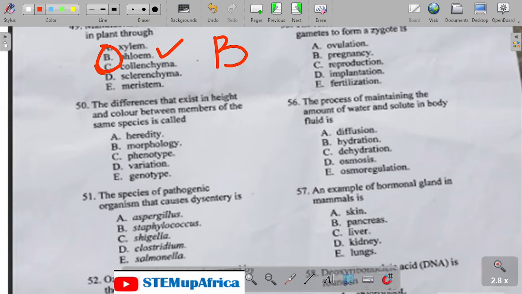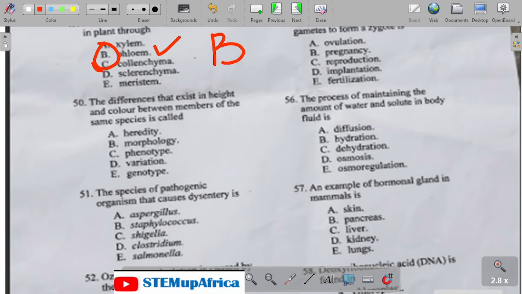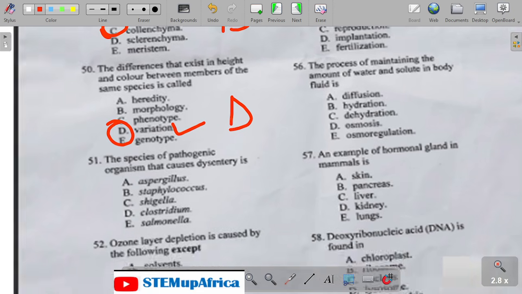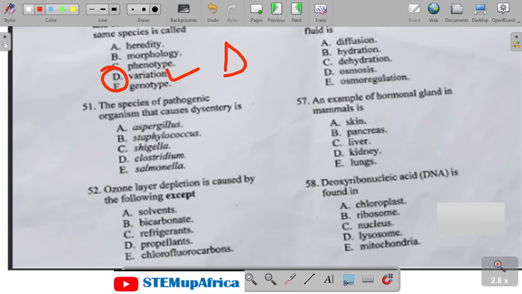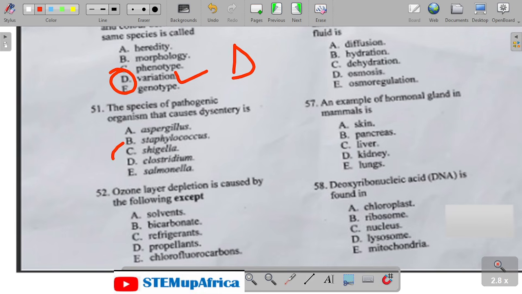Go to 50. 50 says the differences that exist in height and color between members of the same species. So this is where we fall under the type of variation. So this question is simply variation, which is option D. Okay. Then 51. It says the species of pathogenic organism that causes dysentery in humans is the Shigella, which is C.